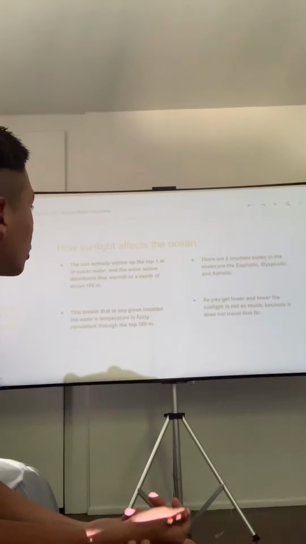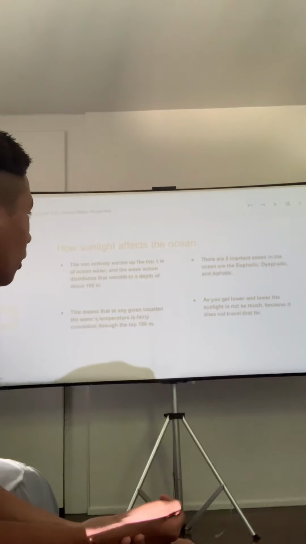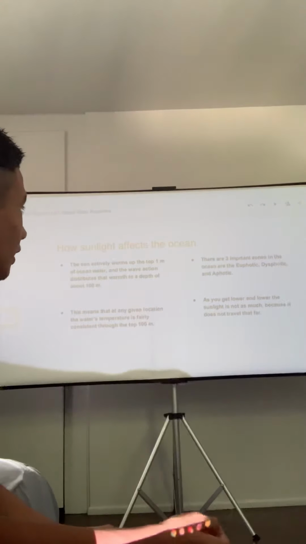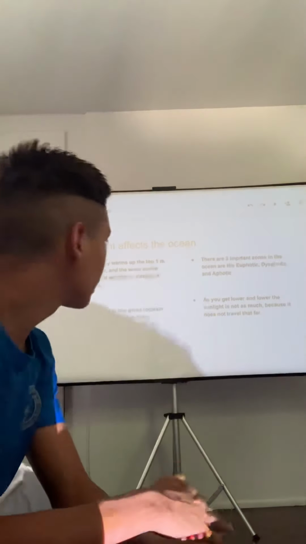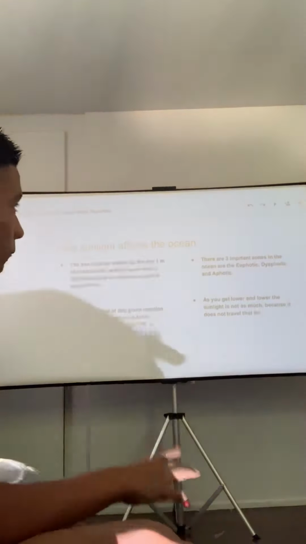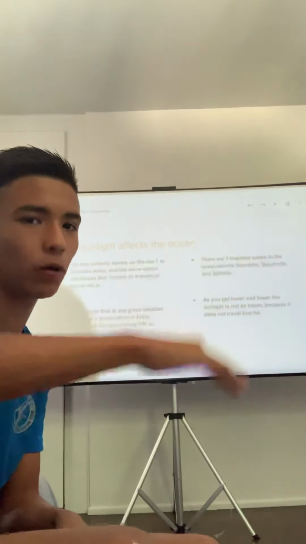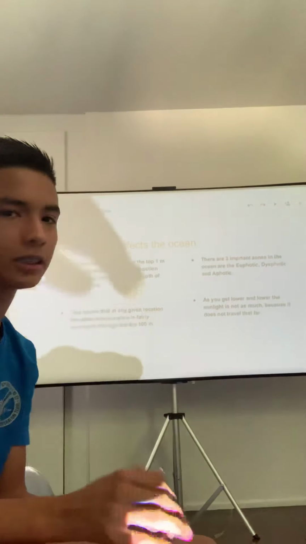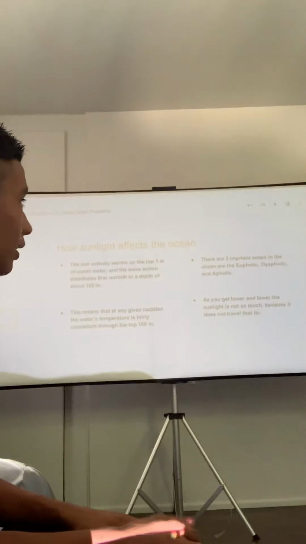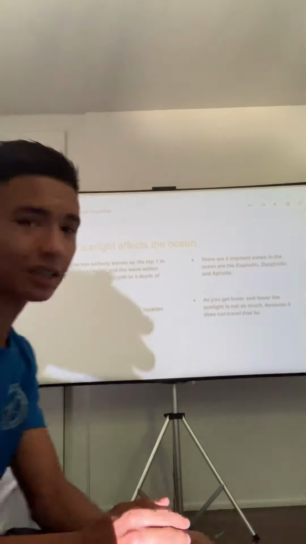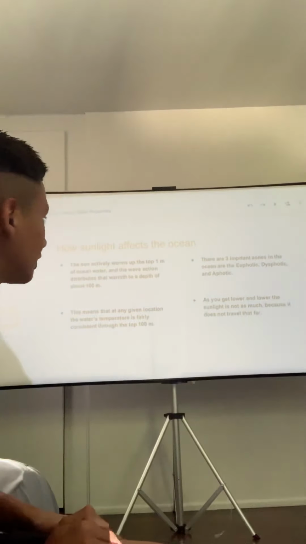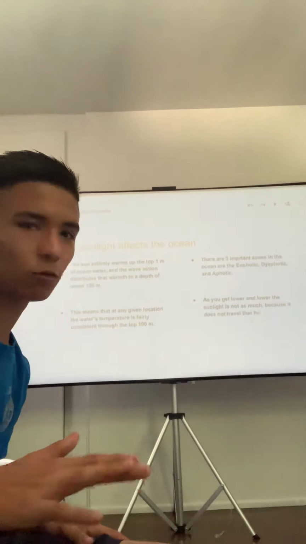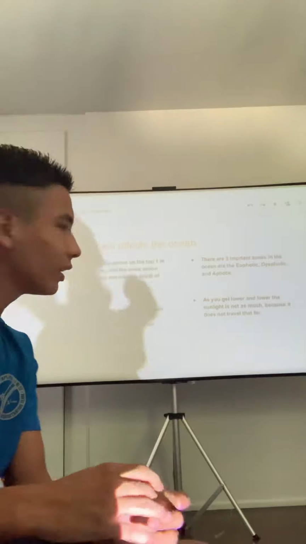The three important zones in the ocean are the euphotic, dysphotic, and aphotic. The top layer is going to be the euphotic, the top kind of 1 mile. The second layer is the dysphotic, the middle layer. And the deepest is the aphotic layer, where the sunlight basically doesn't reach.